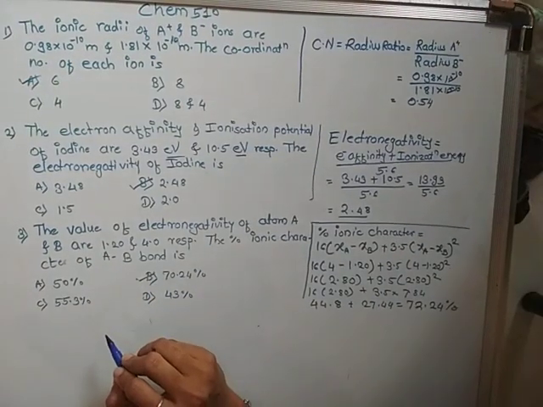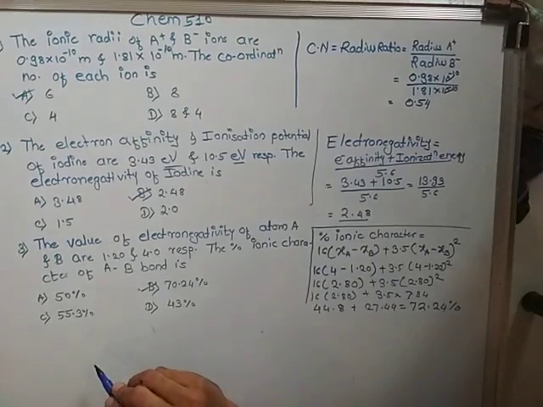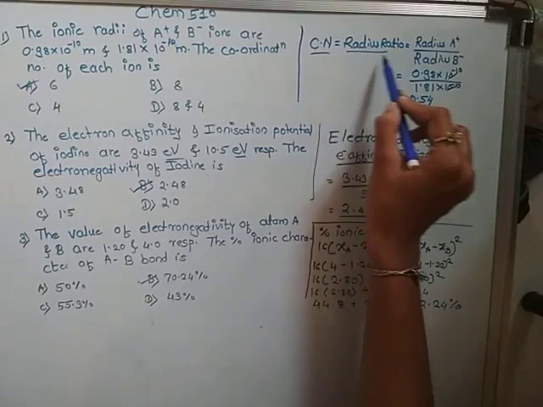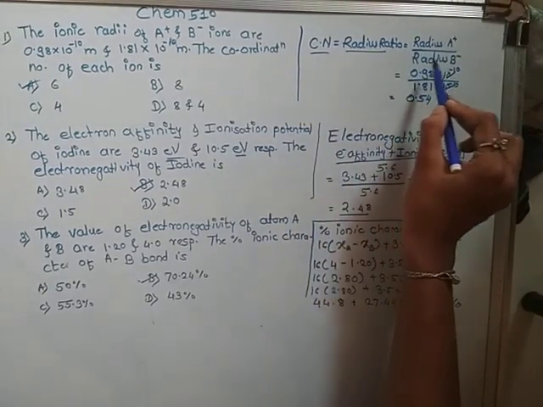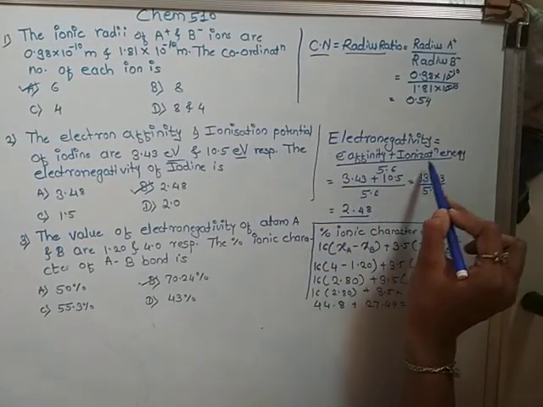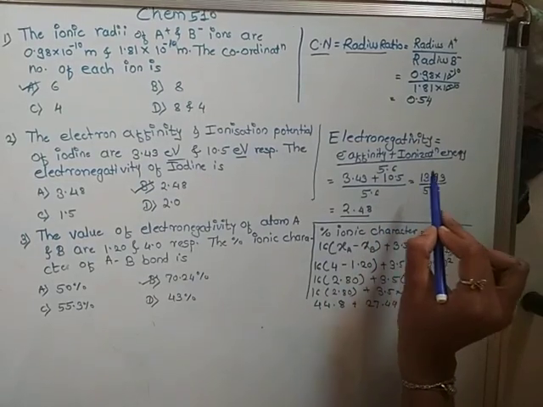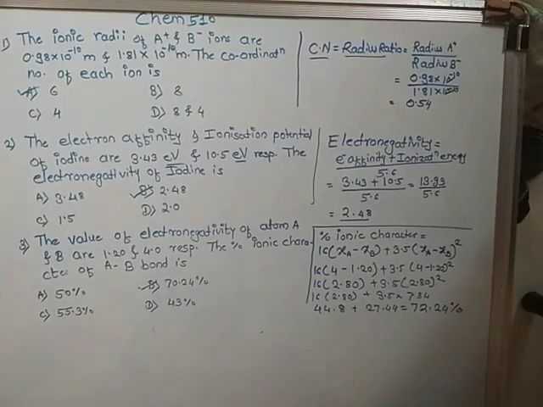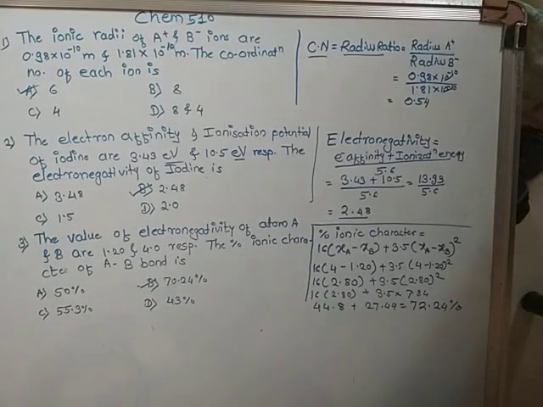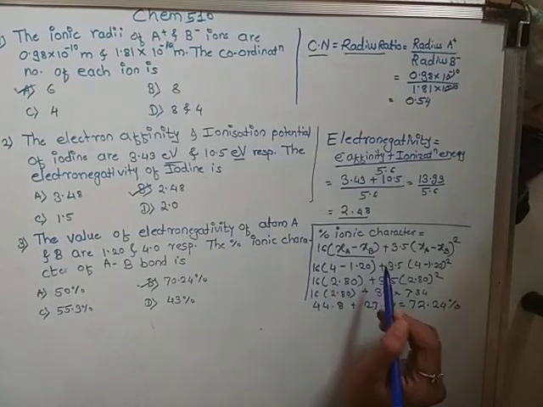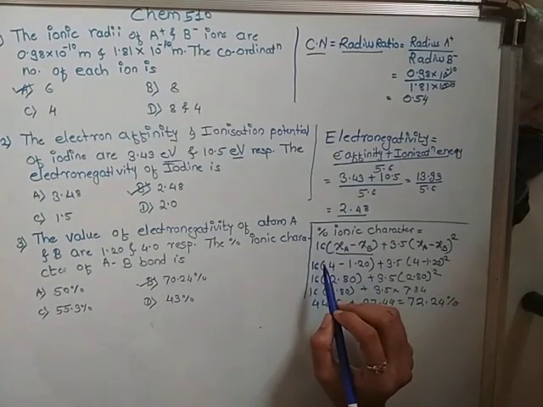So we have to remember that coordination number is the radius ratio, equal to radius of A plus divided by radius of B minus. Electronegativity is equal to electron affinity plus ionization energy divided by 5.6, and ionic character is equal to 16 into XA minus XB plus 3.5 into XA minus XB bracket square. XA and XB are the difference between electronegativities of A and B.